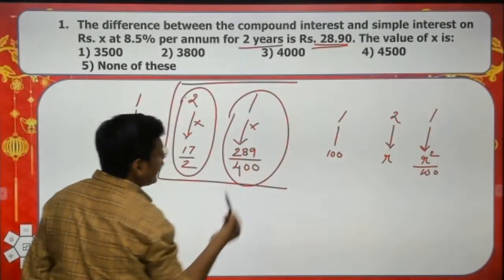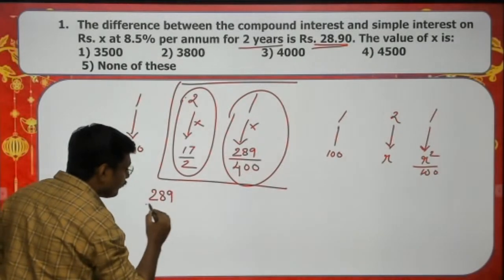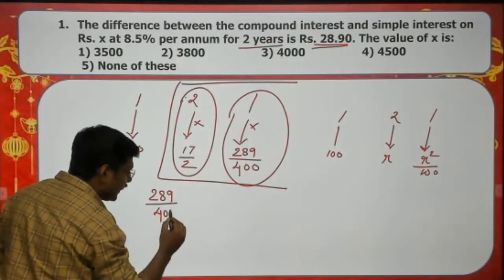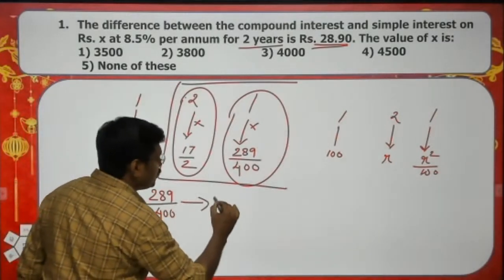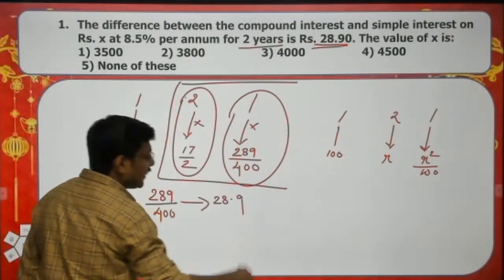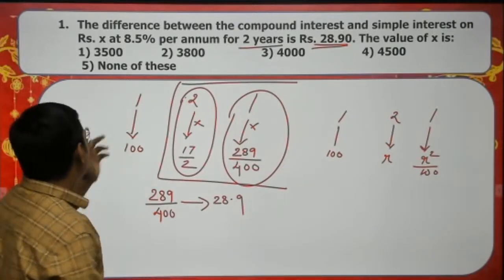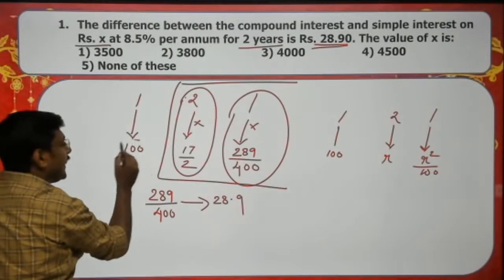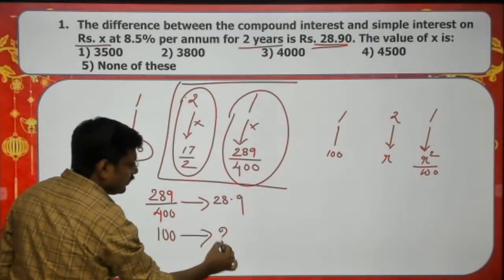So 1 into 289 by 400, that is the difference. So this corresponds to 28.9 in the given question, correct? And what we need to find? We need to find the value of x, that's the principal that we assumed as 100. So 100 will give the answer, right?